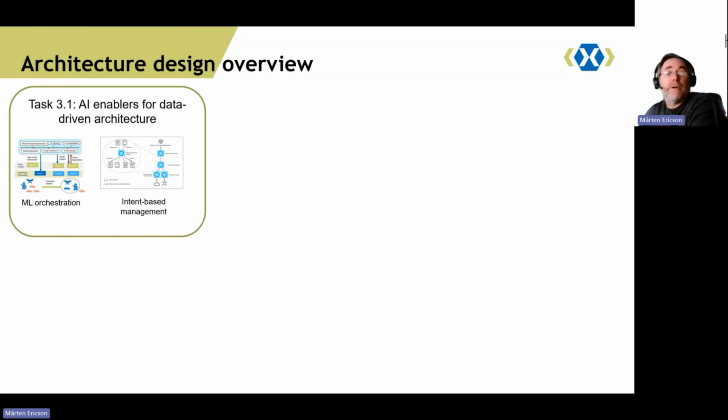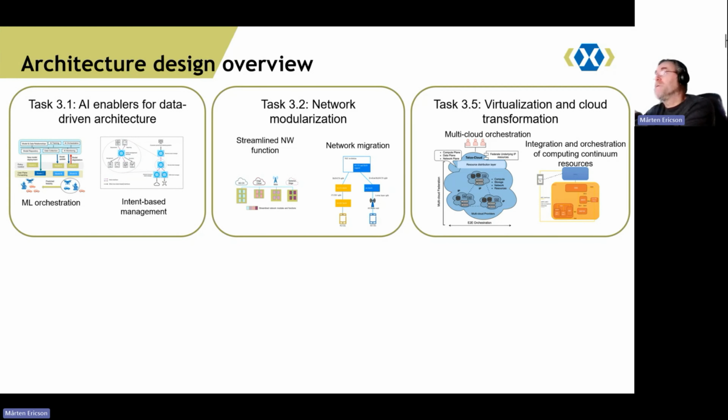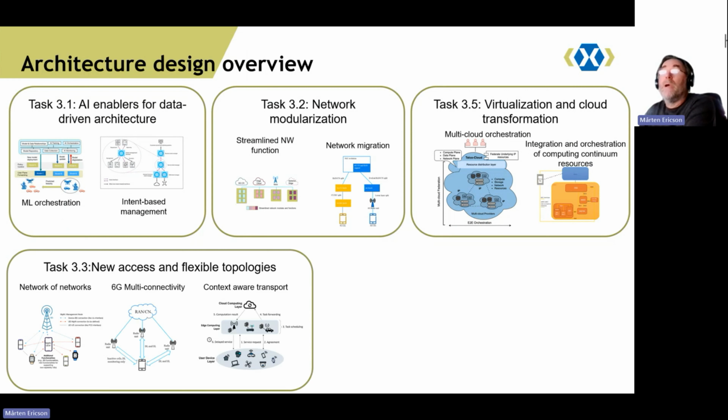We have one task working on the data-driven architecture, as we call it, with several enablers there. We have another task doing more traditional architecture design overall, the core network functions, the interfaces, and things like that. We also have another task doing similar things, but on the cloud, trying to develop the cloud to be 6G telco performance. And then we have the task called new access and flexible topologies, working with more traditional resource management topics.